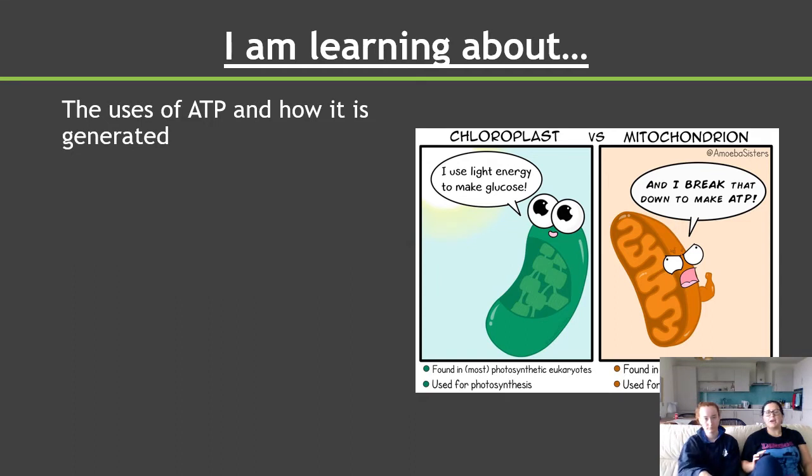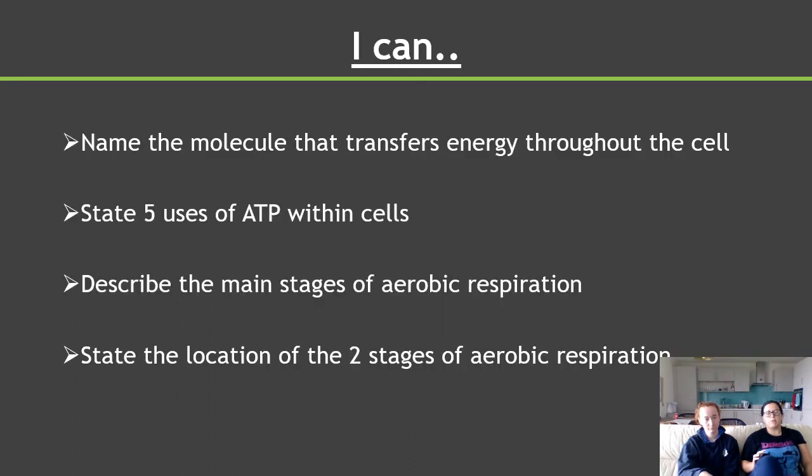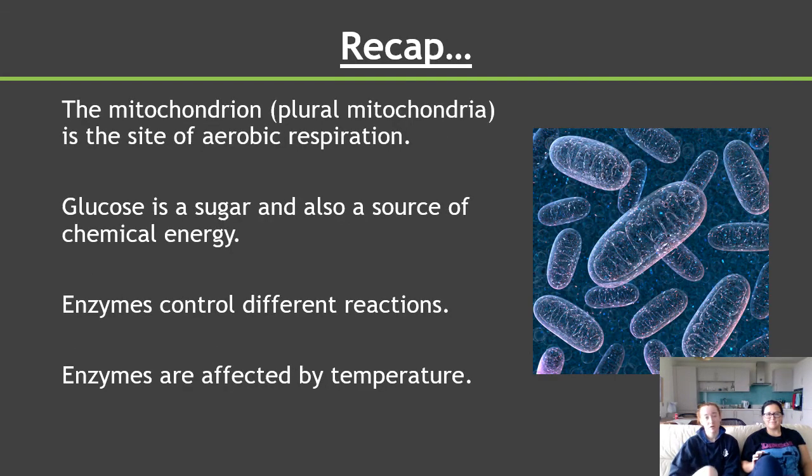We'll be looking at how that exactly happens. So things that we will be looking to be able to do is name the molecule that transfers energy throughout the cell, state the 5 uses of ATP within cells, very important within cells, describe the main stages of aerobic respiration, probably the hardest bit in this topic, and state the location of the 2 stages of aerobic respiration.